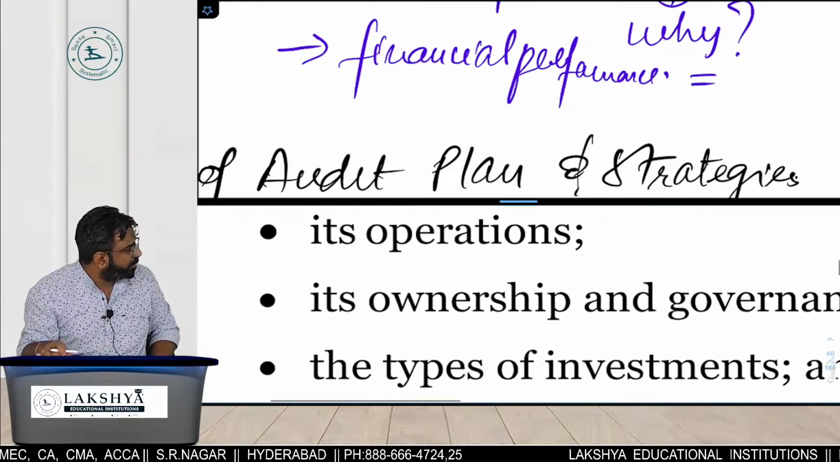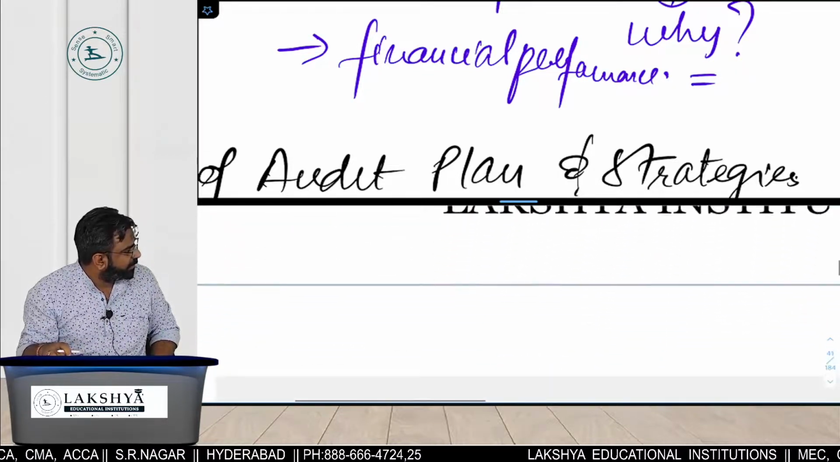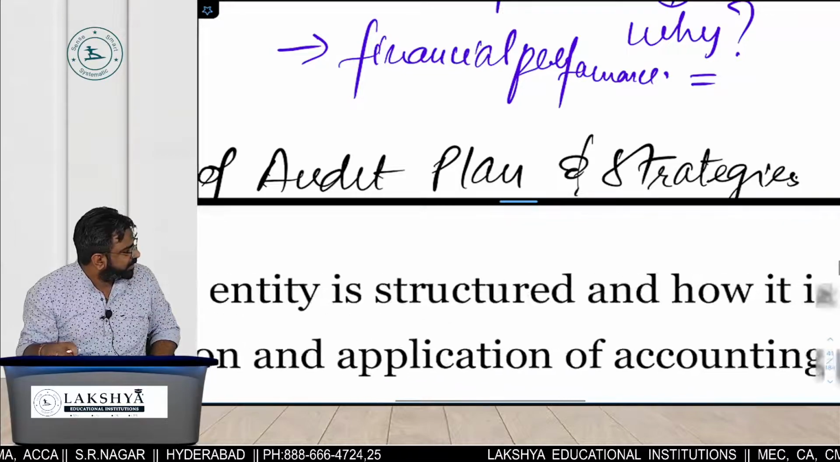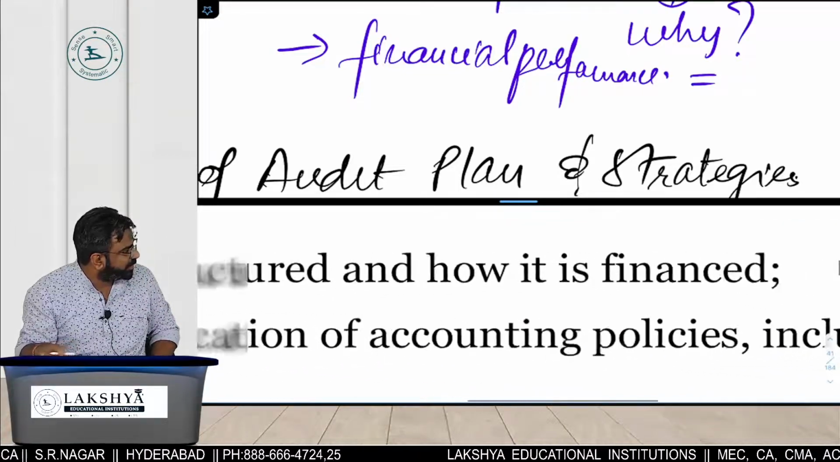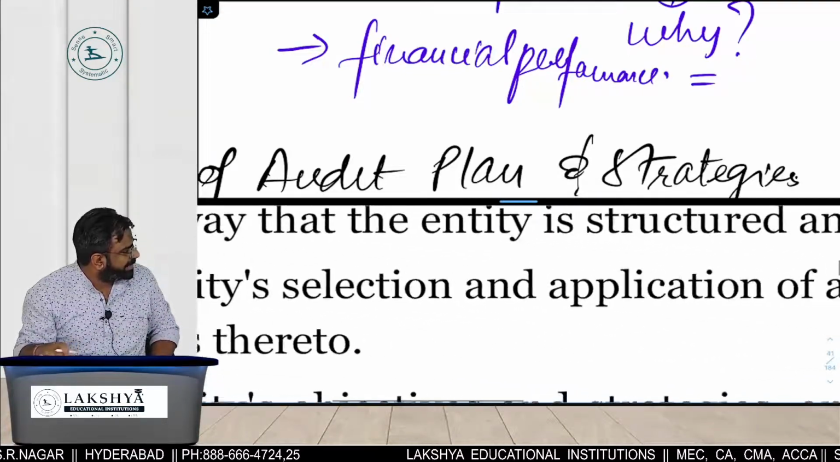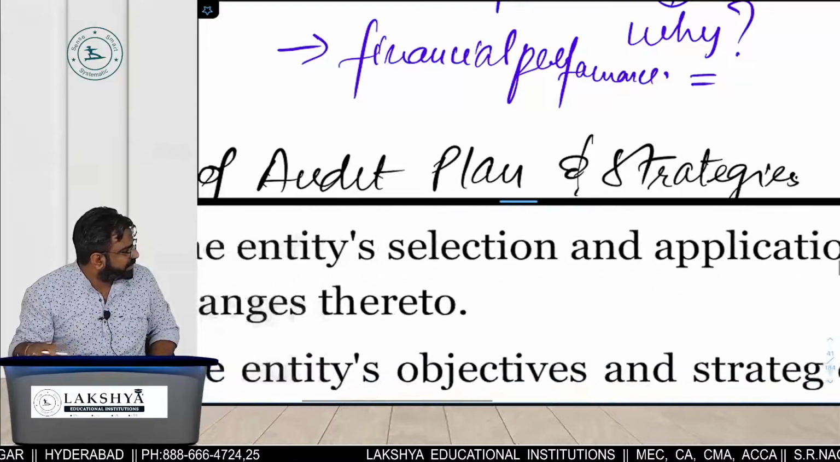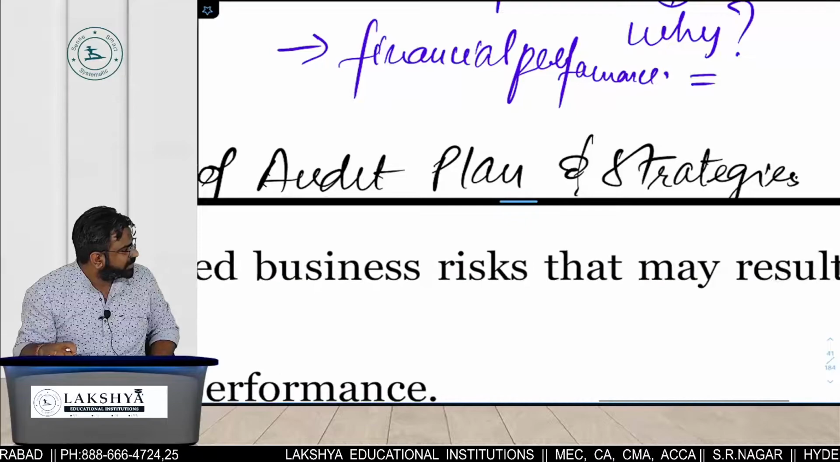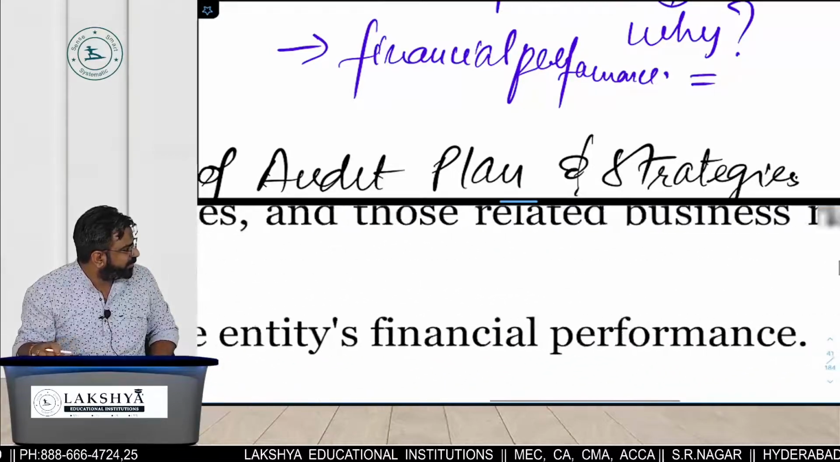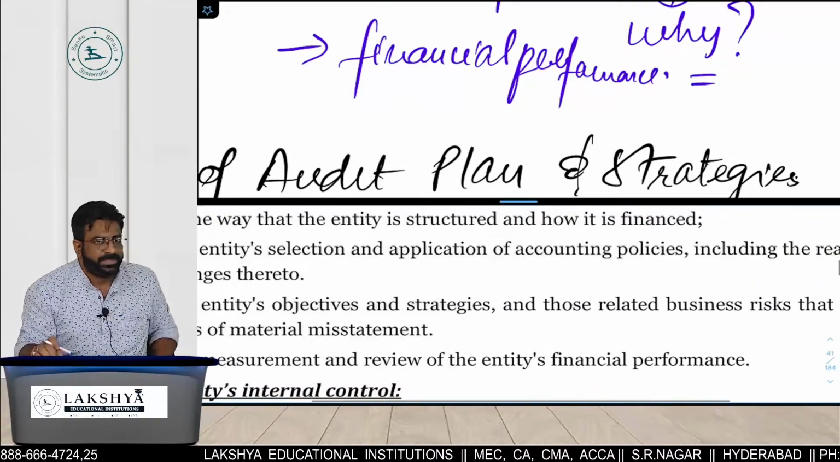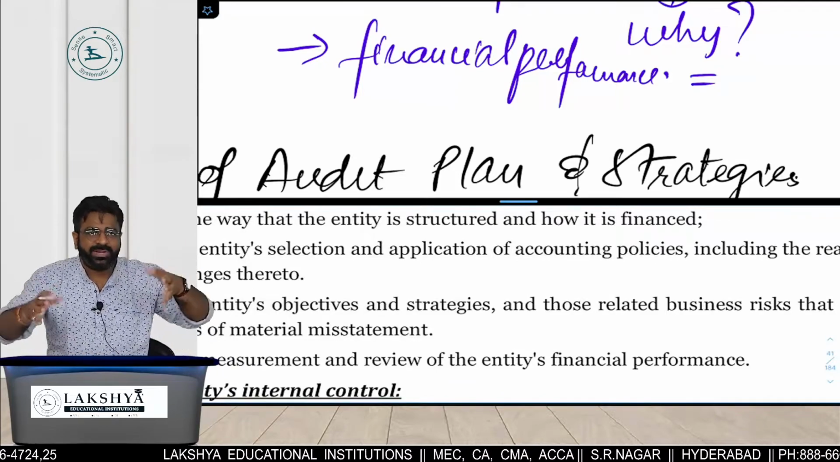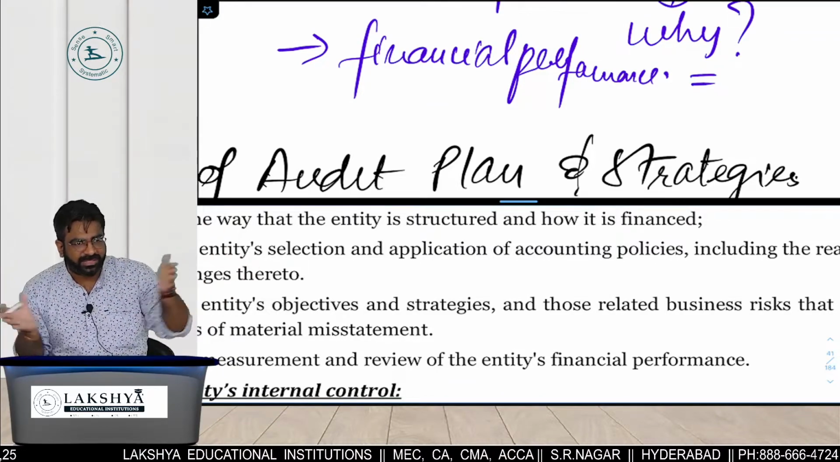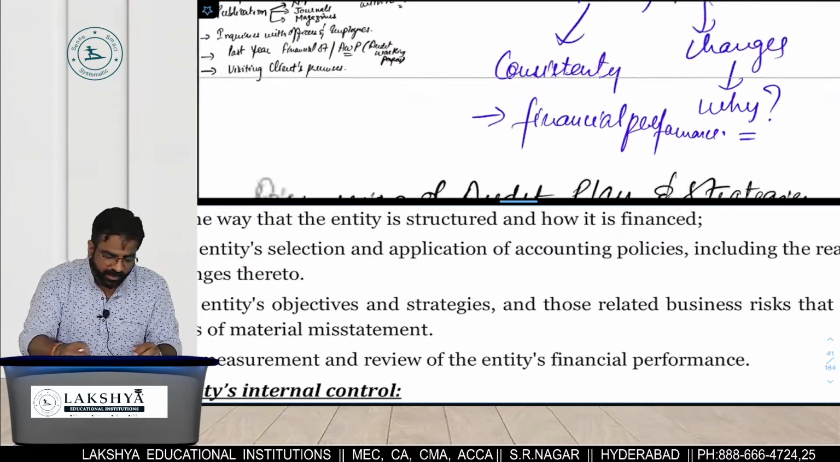What is written? Operations, ownership, type of investment. Next one? The way the entity is structured, how it is financed. And this? Entity's selection and application of which policies? Accounting policy. Entity's objectives and what? Strategies, those connected with the businesses, and finally which performance, everyone? Financial. Is it the same? Is this called external information of the entity or internal? Internal. Now we will go to the opposite side.